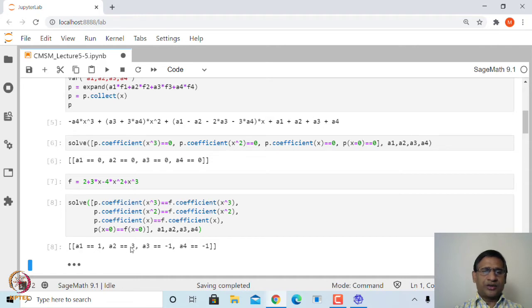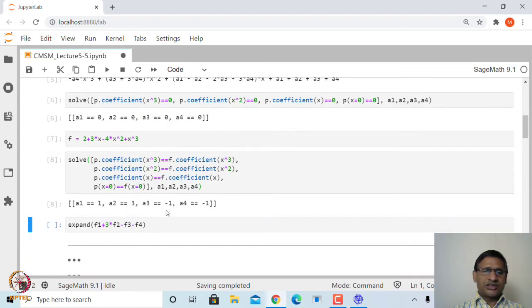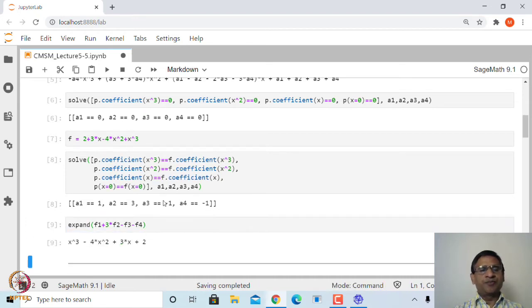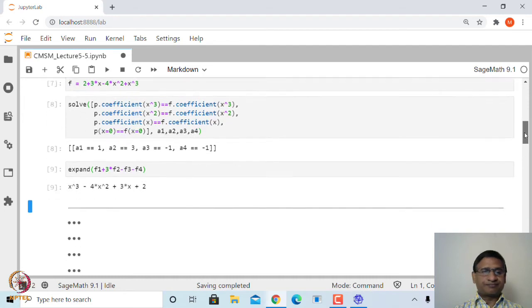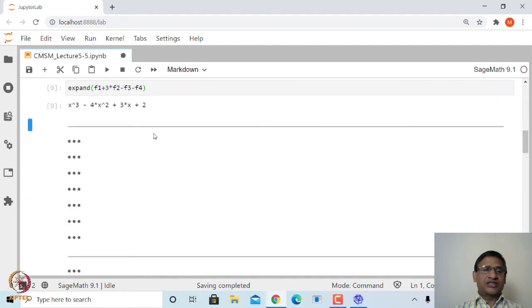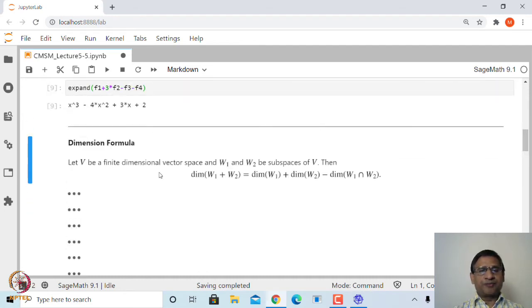So, A1 is 1, A2 is 3, A3 is -1, A4 is -4. So, if you try to, for example, check what is F1 plus 3 times F2 plus -1 times F3 plus -1 times F4, this should be equal to F, right. So, we have found the coordinates of this polynomial with respect to this basis. So, that is a very simple exercise.